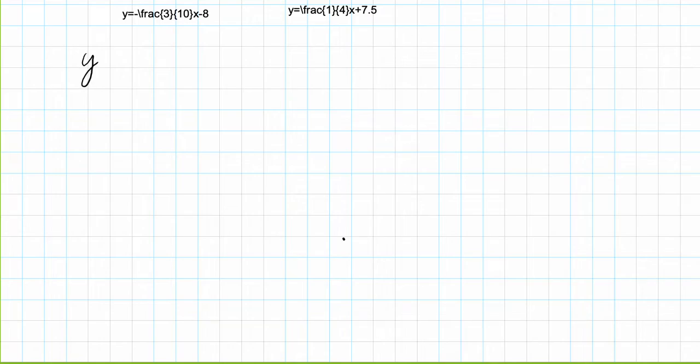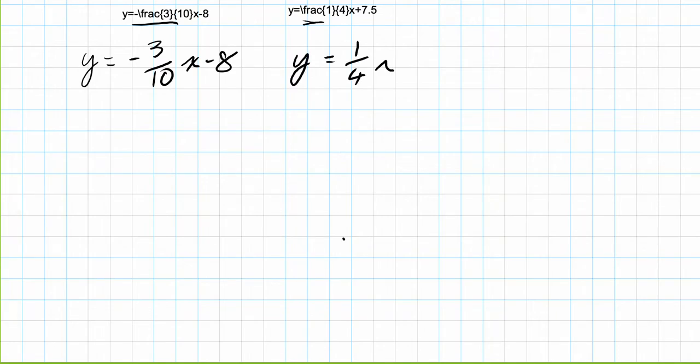Okay, let's rewrite these two equations. The first equation is y is equal to negative 3 over 10 x minus 8. And this one is y is equal to 1 over 4 x plus 7.5. So we have fractions, we have decimals, there's a lot going on in this page. What we're going to do is use a method called substitution. I'm actually going to try it with an easier value first, and then we're going to come back to this page. So I'm going to jump to the next page.